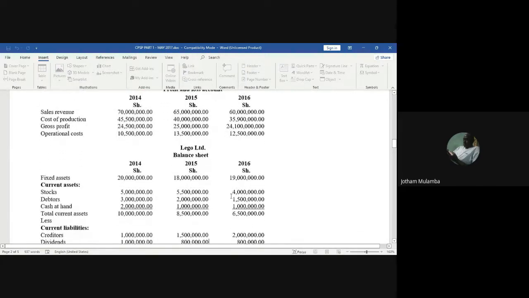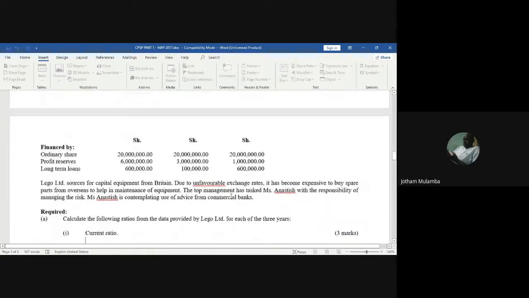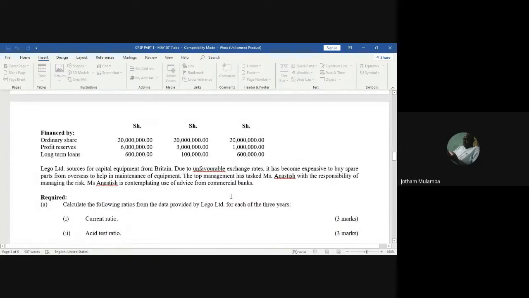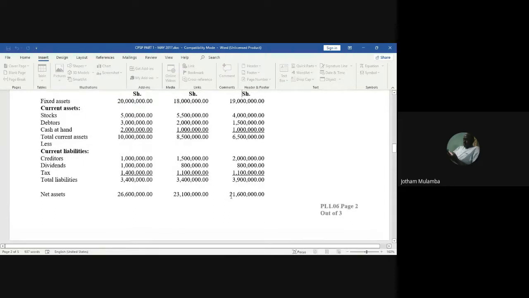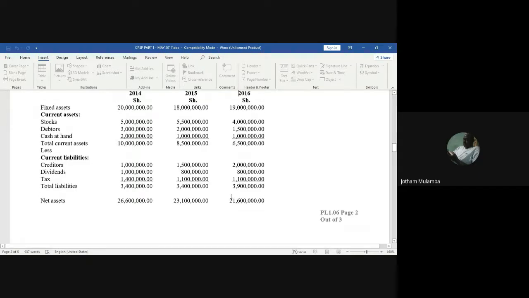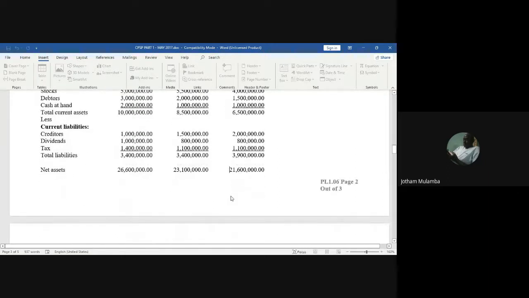Let's look at what we are expected to do. We are expected to calculate the current ratio. To calculate the current ratio, we do current assets divided by current liabilities. We have here current assets, and we have current liabilities. So we can do it from year 2014. Have you seen the total current assets for 2014?